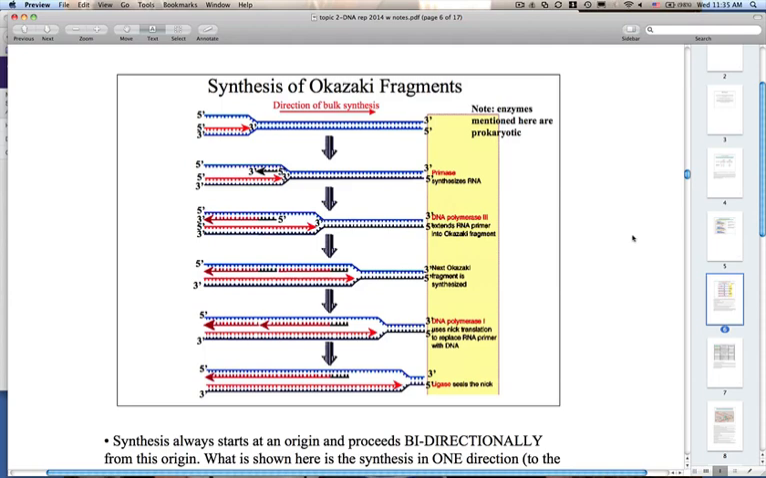Well, we have to wait a little bit, and we have to synthesize little fragments, which are called Okazaki fragments, on the lagging strand, okay? As you might imagine, that synthesis is a little bit slower, okay? So that hits the lagging part.